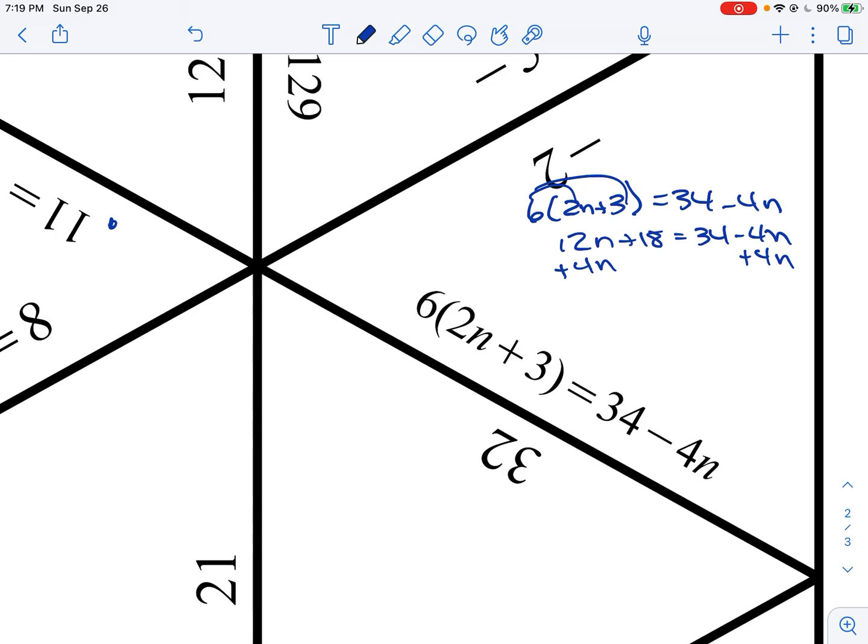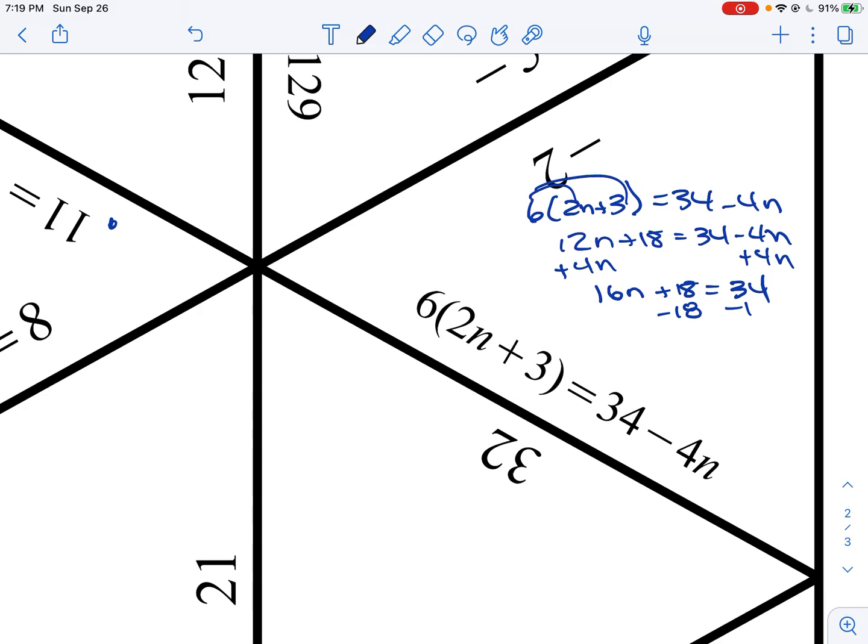Now, some of you haven't been doing this, but I would highly suggest that if I'm subtracting n's or adding n's, or whatever variable it is, that you write it underneath the like term. Because if you don't, then you're going to think you're adding the wrong things together. So this would get me 16n plus 18 equals 34.